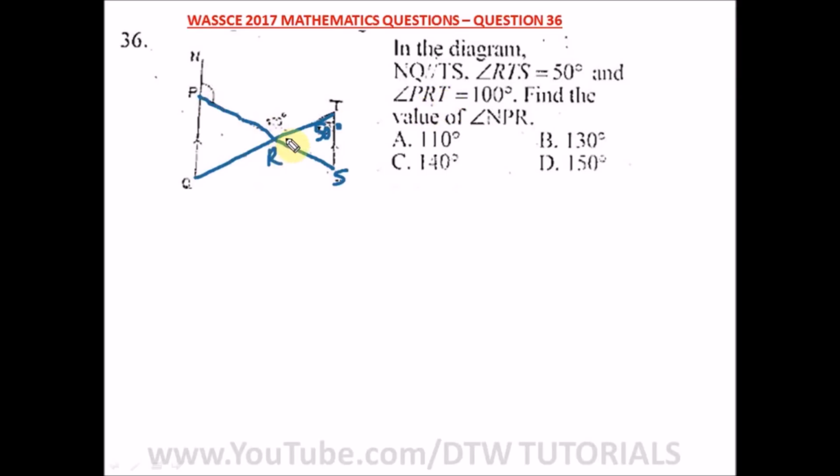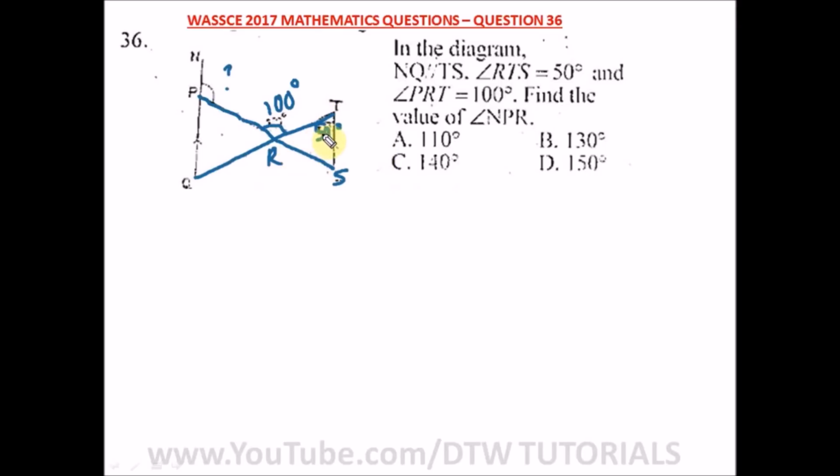and PRT, this angle here is 100 degrees. Find the value of NPR. We are told to find this angle here. This is the angle we're looking for. So from here let's solve. All right, so let's try to simplify this.